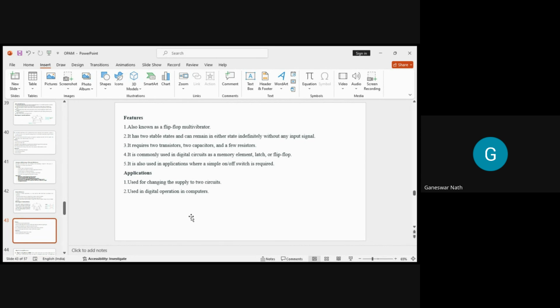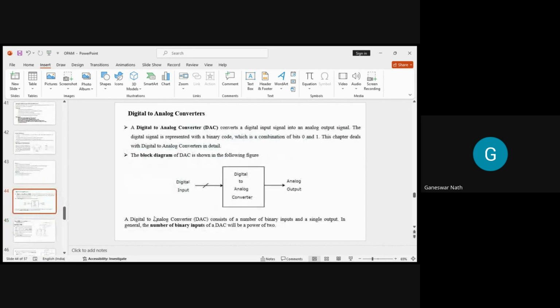In computers. So now I'll go to the actual part, that is DAC, digital to analog conversion. Digital to analog converter. So now you can see also the DAC and also the ADC.